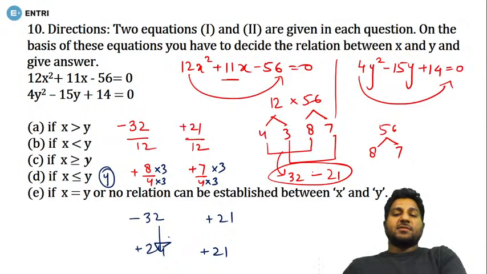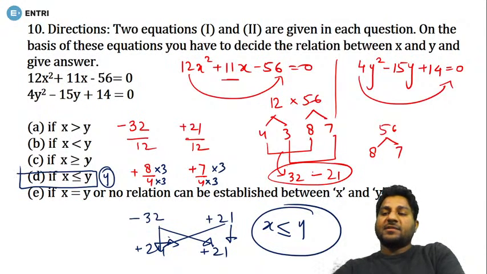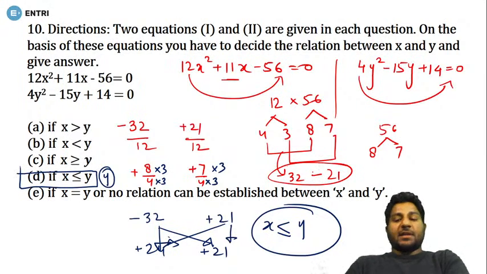So x is smaller or equal. X will be smaller and equal. So answer D is the correct one. Let's see who has given me the correct answer of this question. Anish has given me the correct answer. Sarla, Swati, just watch it. The 10th question's answer.